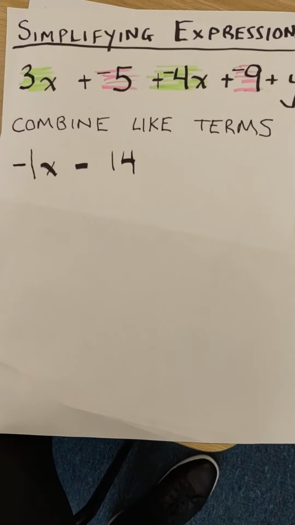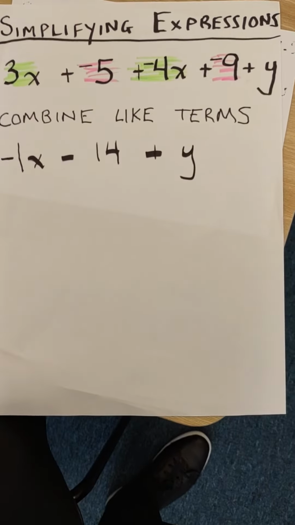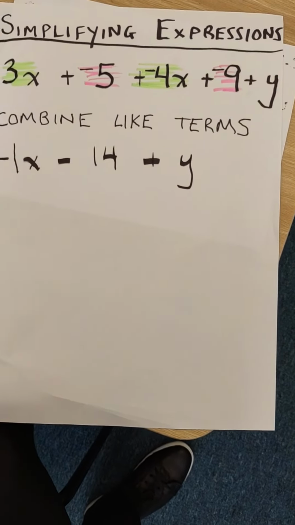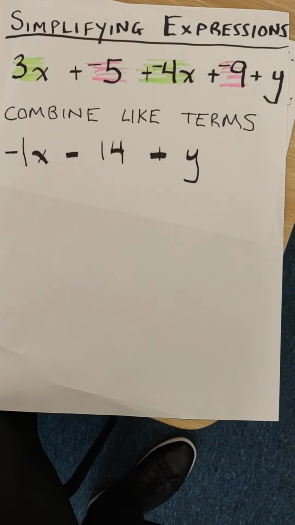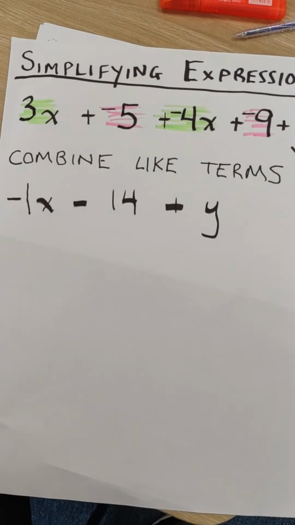Now, what can we combine with the positive y? Absolutely nothing. There's nothing to combine with it. So we're just going to write it down below. And we're almost finished. But now we want to write the variables in the order the way they ascend in the alphabet, or consecutive. So we're going to put x. X comes before y in the alphabet, in other words. And we write the constant, the negative 14, last.